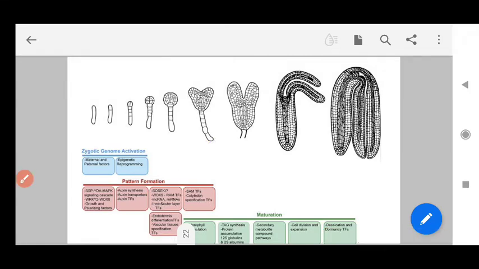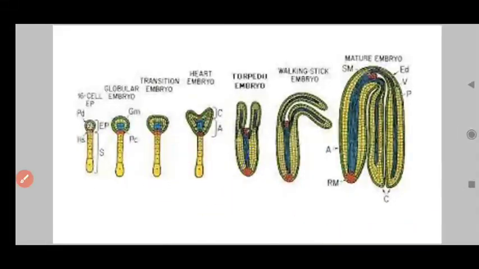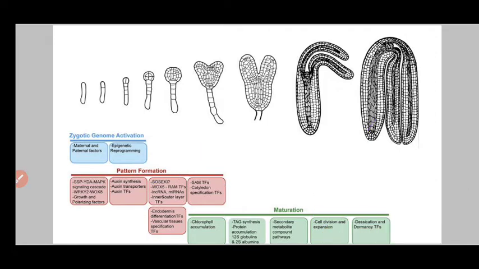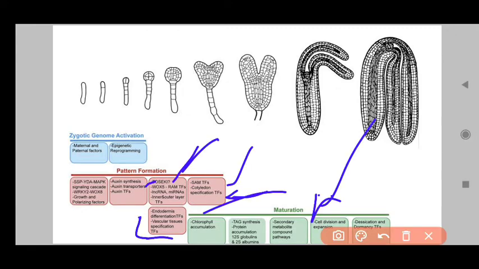And the vascular tissues form the cambium and procambium in the epidermis regions. At the maturation stage of the seed, chlorophyll forms, so that the seed looks green in both cotyledons, and there is storage protein synthesis and accumulation of 12S globulin and 2S albumin. Sorry for the disturbance. After maturation, cell division and expansion also take place, and desiccation and dormancy transcription factors also act.